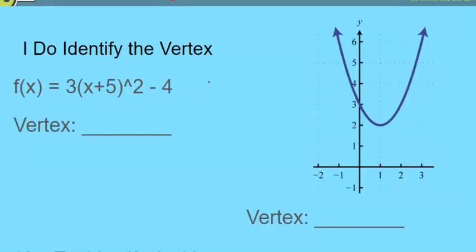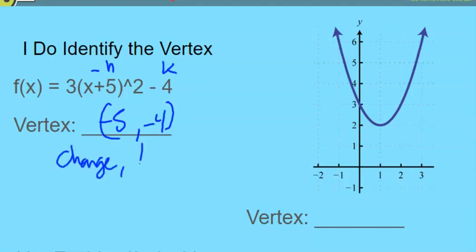Identify the vertex. So we have a 5 and a negative 4. So this is our h value, this is our k value. It's the opposite of what it has here, so that's negative 5 and then negative 4. So we have change, keep. So change signs, keep signs.